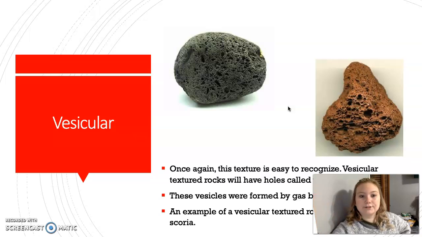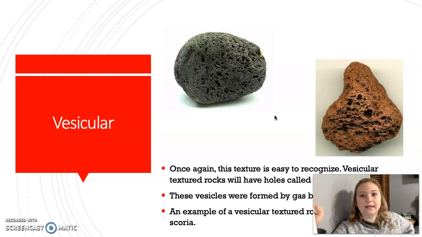Alright, the last texture is vascular. When you think of vascular, you may think of vessels, like holes. It's easy to recognize. The vascular textured rocks have holes, which are called vessels. They haven't just been eroded. Those vessels are formed by gas bubbles in the lava whenever the volcano erupted. An example of a vascular textured rock that we had in our Unit 4 lab would be scoria.